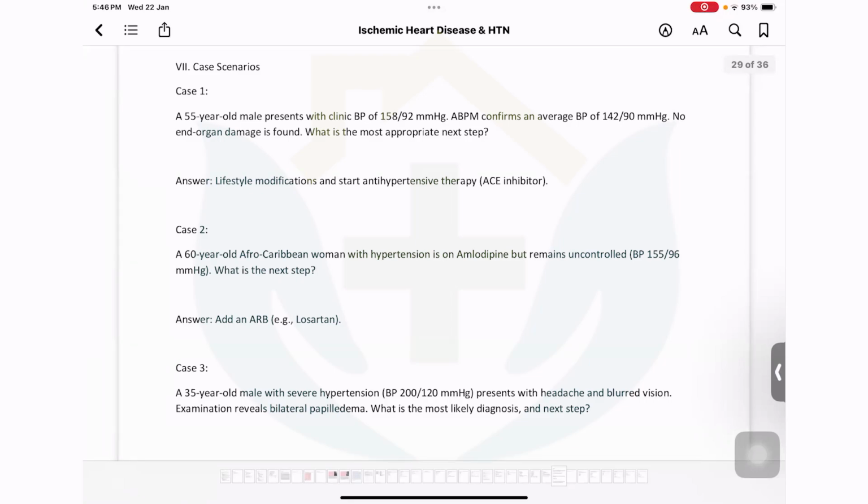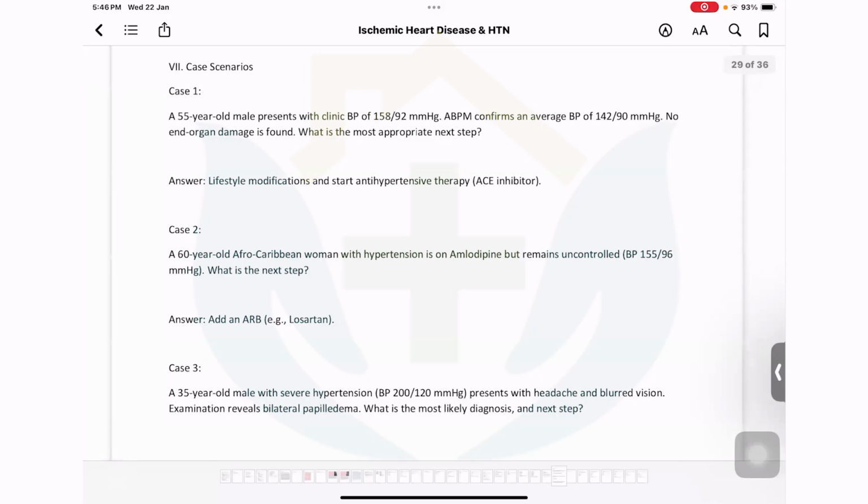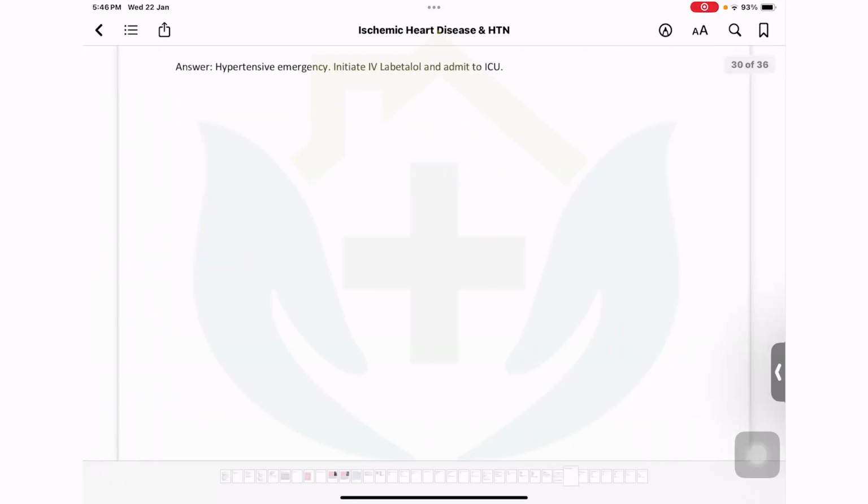Case 3. A 35-year-old male with severe hypertension presents with headache and blurred vision. Examination reveals bilateral papilledema. What is the most likely diagnosis and next step? So what is the diagnosis? Hypertensive emergency. And what is the treatment? Labetalol, IV drugs should be given. Intravenous drugs and admitting to the hospital.